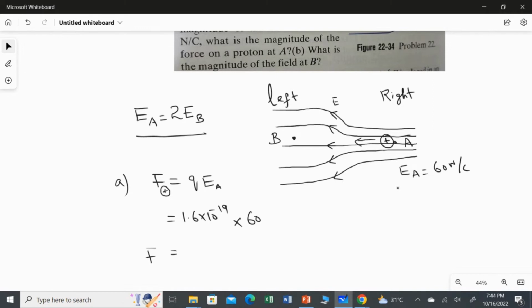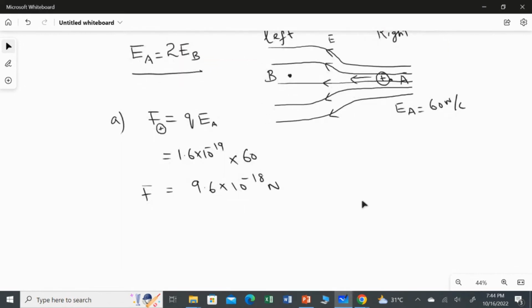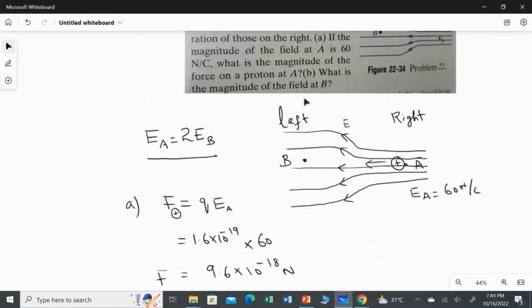So what's the answer? 1.6 multiplied by 10 to the power of minus 19 multiplied by 60, we get 9.6 multiplied by 10 to the power of minus 18 Newton. Actually the answer is negative. Why? Because the proton is moving towards the left direction, so we would get negative, but we consider only the magnitude value, so I'm not mentioning the negative here. The negative actually says the proton is moving in the negative direction. Clear? Okay, now we have to go for the second part.